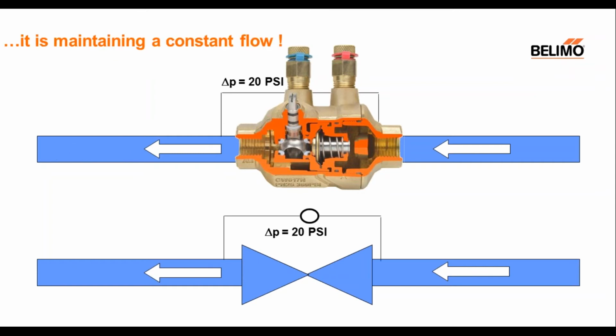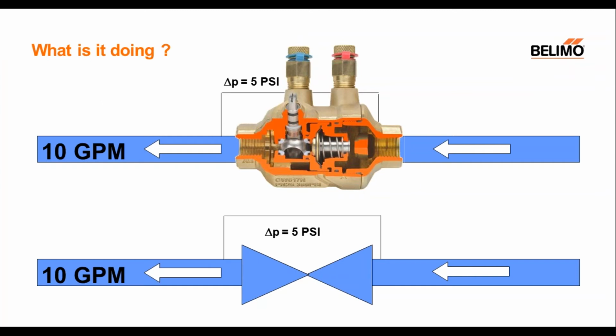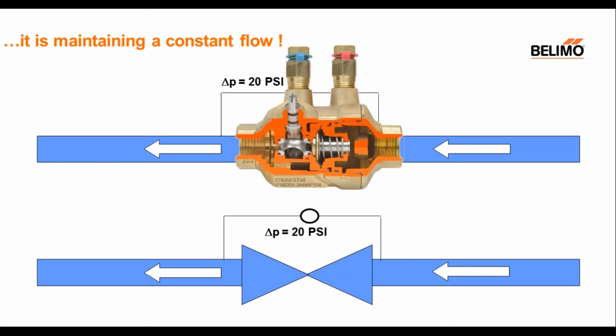Let's go ahead and change the pressure. So we've increased the pressure to 20 psi from the previous 5 psi. Both loops have now gone to 20 psi in differential pressure, and this is what we would expect to happen. The pressure independent valve maintains 10 GPM, although the pressure has gone up from 5 to 20 psi. But the pressure dependent loop has now doubled in flow. So we've gone from 10 GPM to 20 GPM in your pressure dependent loop, although there is a manual balancing valve installed.